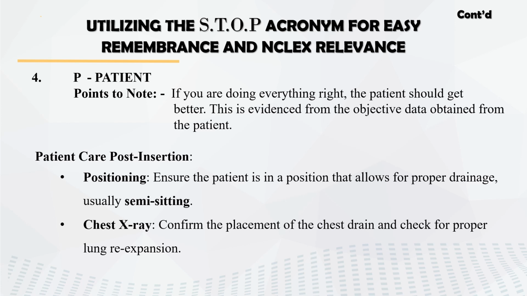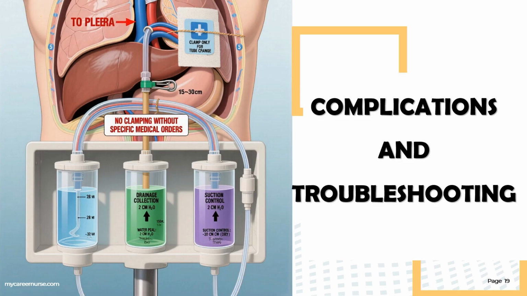Post care after insertion. So on post insertion, we have to check our patient position. Ensure that the patient is in the correct position that allows for proper drainage. The position that's proper is a semi-sitting position. We have to also use chest x-ray to confirm the placement of the chest drain and check for proper lung re-expansion. Okay, basically the tube that has been inserted into the chest is actually radio opaque. So when we put it under the x-ray, we are going to see the correct placement.